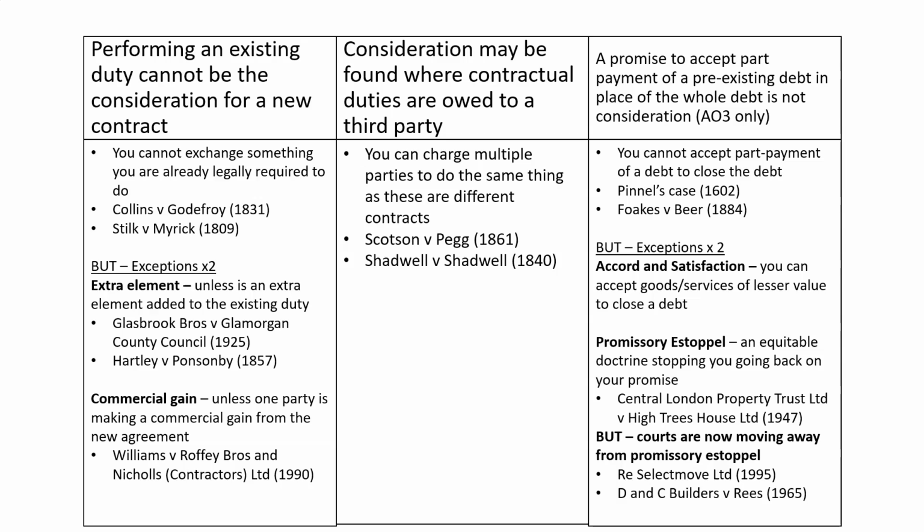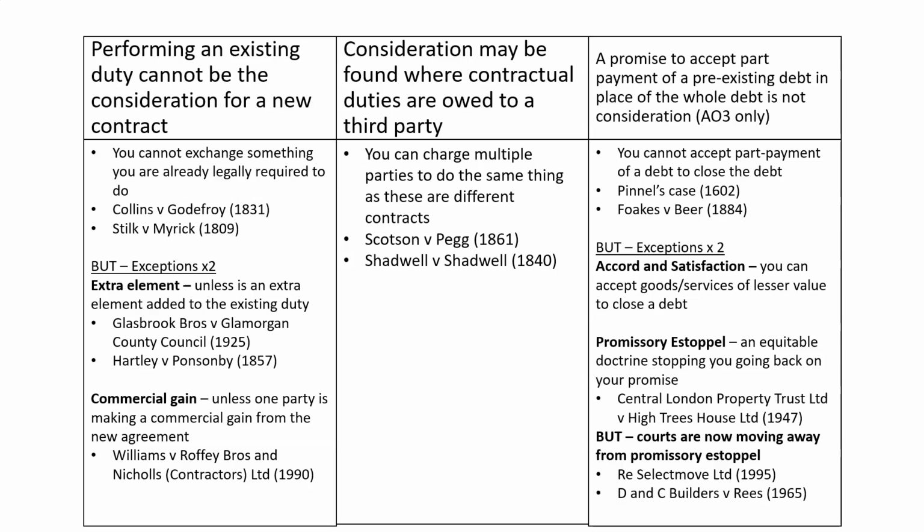The fifth rule: consideration may be found where contractual duties are owed to a third party. Basically, what that means is you can charge multiple parties to do the same thing as these are different contracts. For instance, if I was a tutor and I charged a student £20 for an hour tutoring session, and another student said, can I tune in on that as well? I could also charge that other student £20, even though I'm doing the same session. The idea is that they're third parties to each other's contracts. Like the contract I have between Barry, one of the students, and Sally, the other student, they're two different contracts. Although I'm offering the same thing, they're both third parties, so it doesn't make a difference.